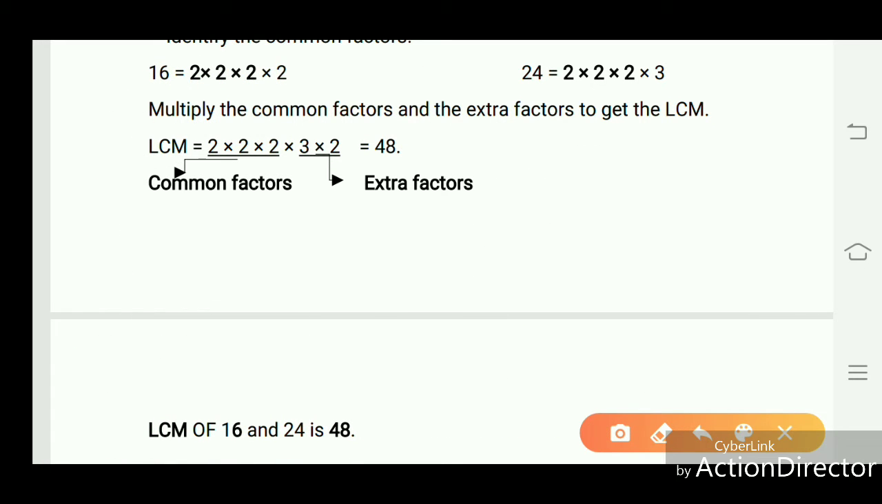Now here we multiply the common factors of the numbers. Multiply the common factors and the extra factors to get the LCM. LCM equal to, first we write common factors, 2 multiply by 2 multiply by 2, and now we multiply the extra factors, 2 and 3. So when we multiply all these 2's and 3, we get product 48. So the LCM of 16 and 24 is 48.